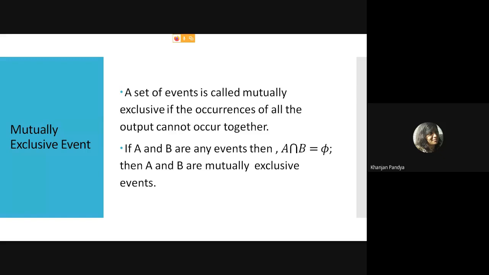Head or tail are not events that occur together. That means A and B, that is A intersection B. If we are talking about two things and we want both of them together, then it is A intersection B. And if A intersection B is phi, that means it is a null set, then it is a mutually exclusive event.